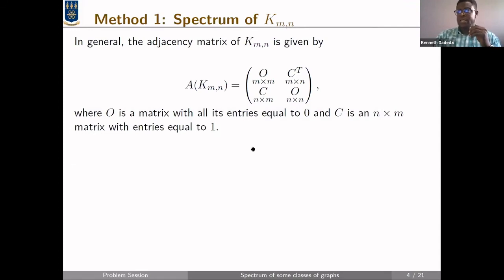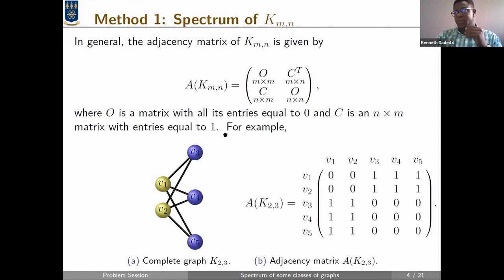So it is in this form. If you rearrange the order of the vertices, we can have it in this block matrix form, where the matrix O has all entries equal to 0, and the block C has all ones.